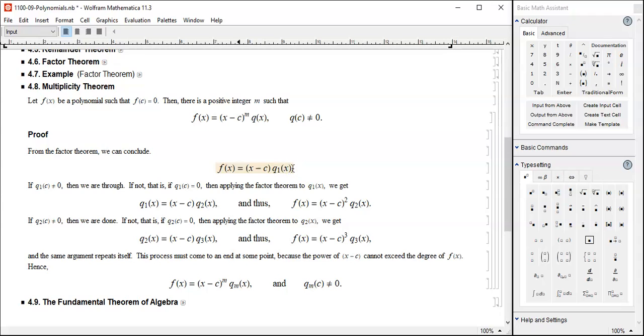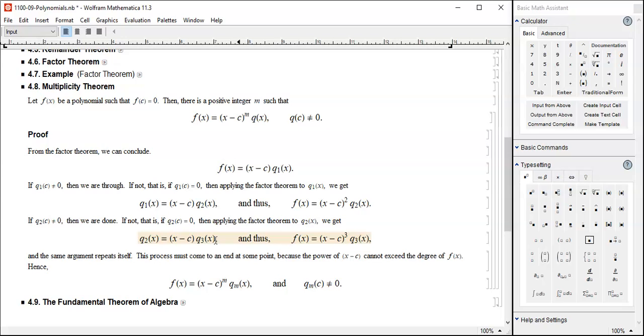So you can write it like this, all right, x minus c times q1. And if q1 of c is not 0, then we are through. If q1 of c is 0, then q1 of x is divisible by x minus c because of the factor theorem. So q1 of x can be written as x minus c times q2. So plug that in place of here, then you have x minus c squared times q2. All right, now if q2 of c is not 0, then we are through. We are done. If not, do it again.